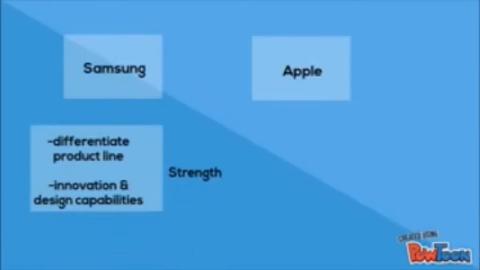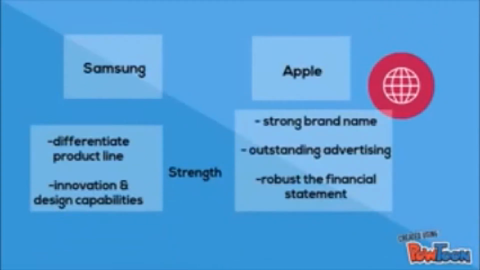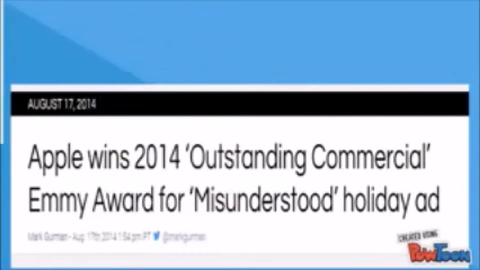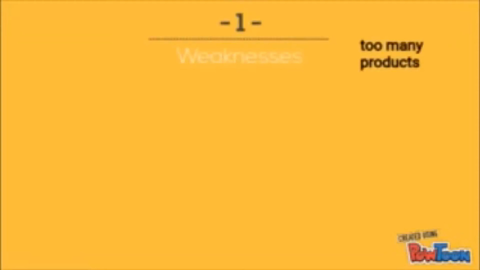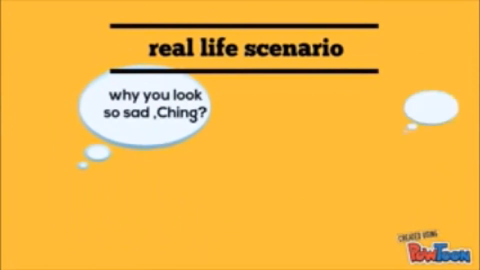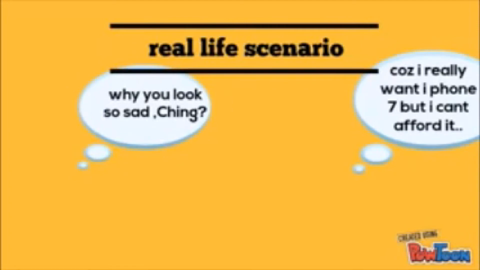In terms of strength, Samsung differentiates its product line, with innovation and design capabilities. Meanwhile, Apple is a strong brand, with outstanding advertising and robust financial performance. The weakness of Samsung is that they come out with many products that may lose focus. Meanwhile, for Apple, the price is too high and there is incompatibility with different operating systems.